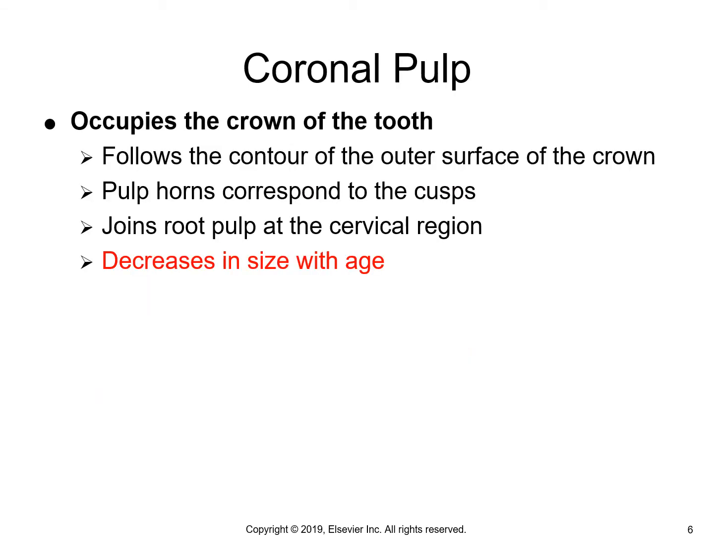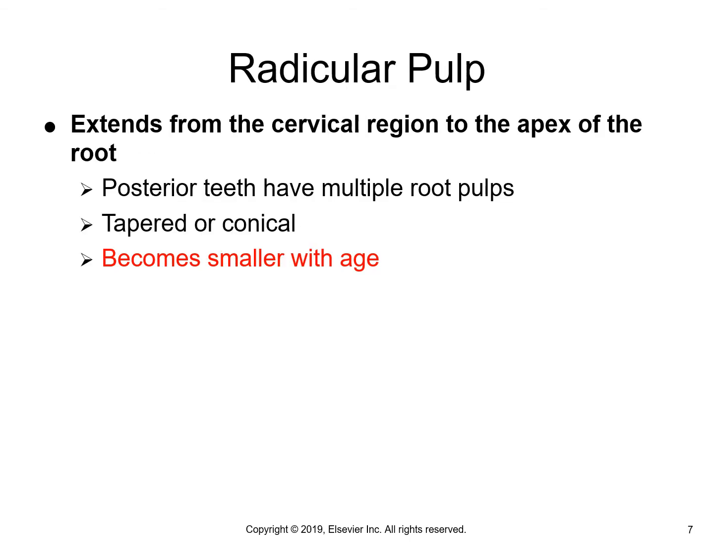Coronal pulp occupies the crown of the tooth, and it will usually follow the contour of the outer surface of the crown. The pulp horns, where the coronal pulp goes up to a point, typically correspond to the cusps of that tooth. It will join root pulp near that cervical region, and like we showed in those last images, that will decrease in size as we age. Radicular pulp also becomes smaller as we age, and it extends from the cervical region down to the apex of the root.